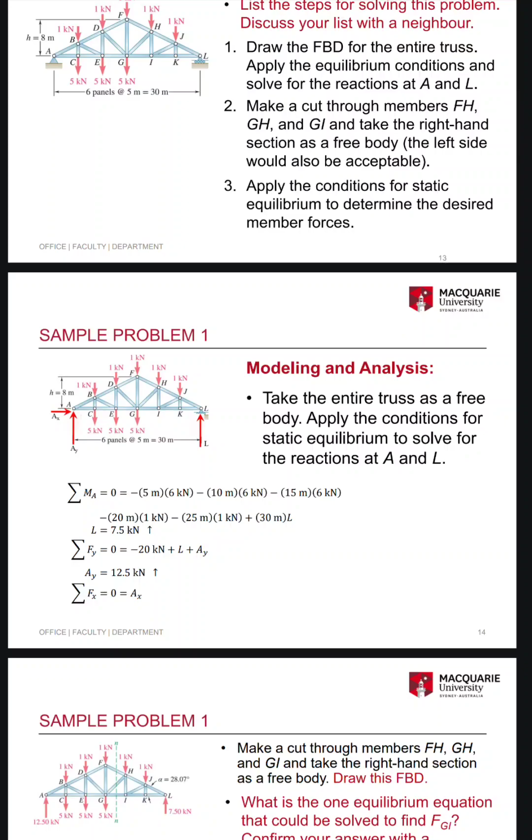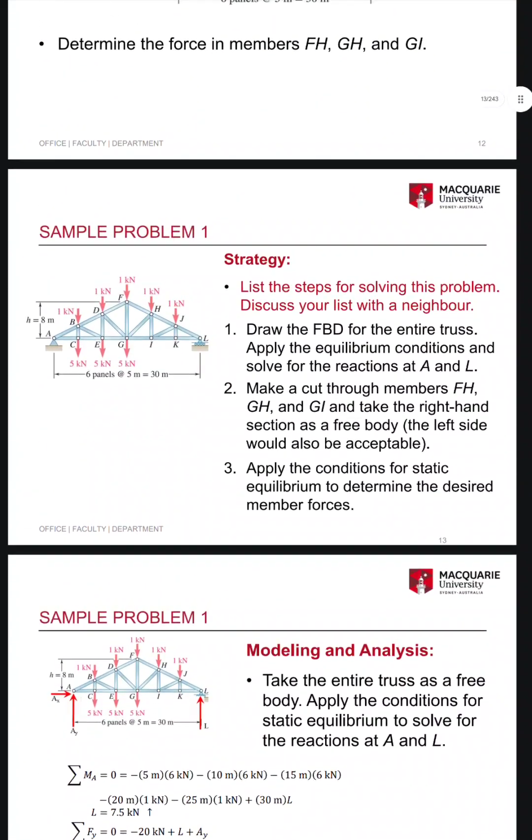Goes, this is perpendicular to the line of action, goes negative, and 15 meter into 6 kilonewton, minus 20 into 1, minus 25 into 1, and plus 30 into... look, L didn't show anything, 7.5 kilonewton upwards, it didn't show, okay.